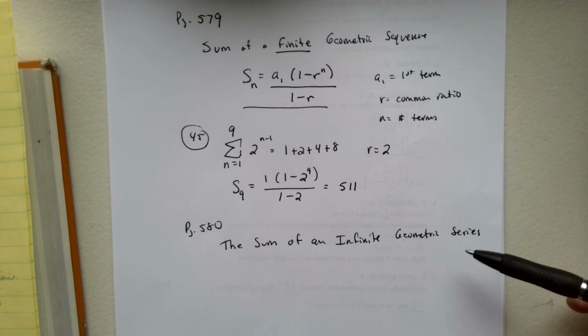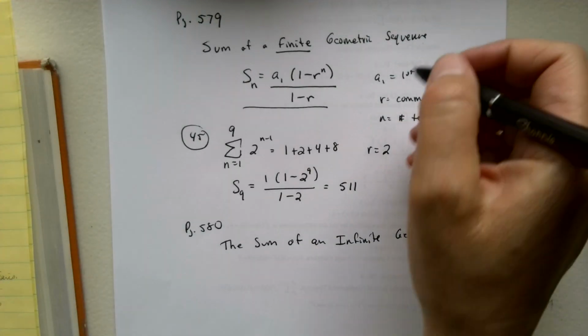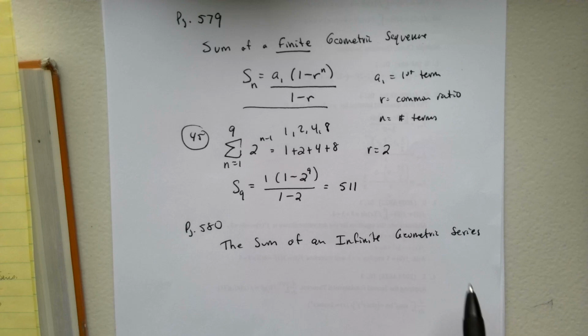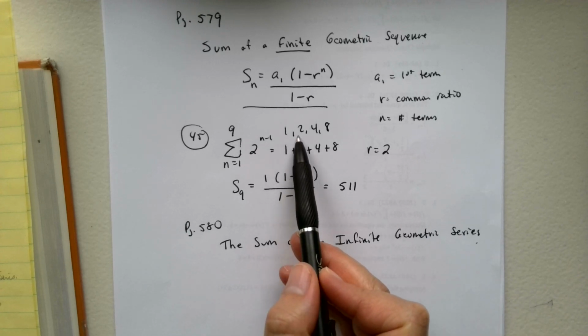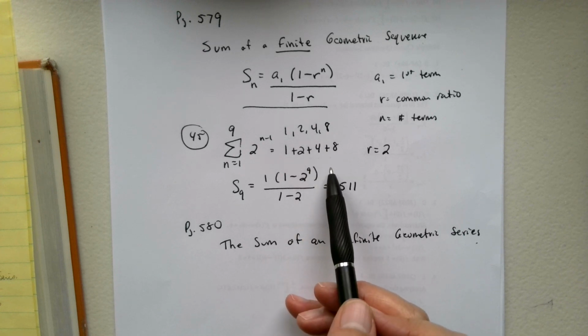In our Algebra 2 book, a sequence is just numbers in order. So like a sequence would be 1, 2, 4, 8. A series is when you take the numbers in a sequence and you add them together. So this would be a series, this would be a sequence.